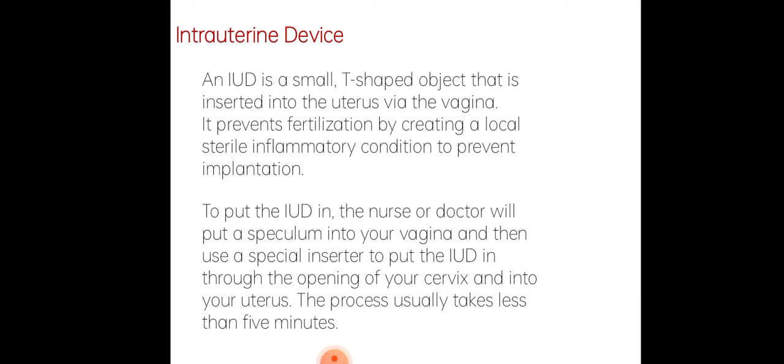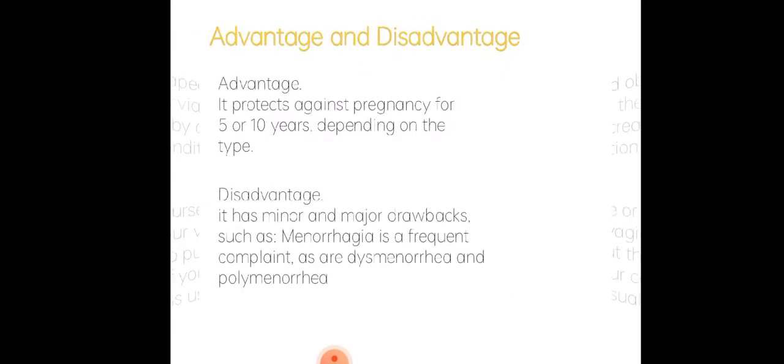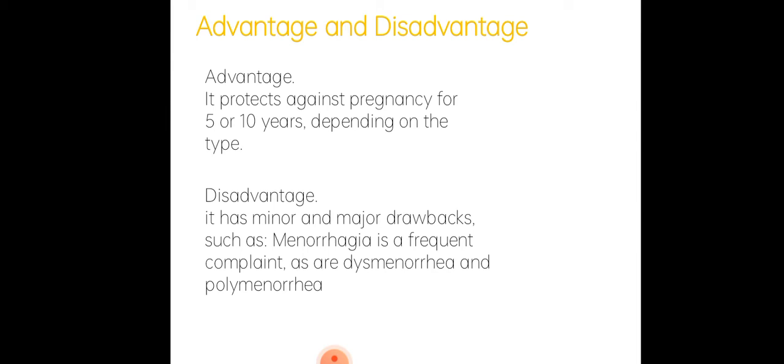use a special inserter to put the intrauterine device into the opening of your cervix and into your uterus. The process usually takes less than 5 minutes. The advantage and disadvantage. It protects against pregnancy for 5 or 10 years, depending on the type.